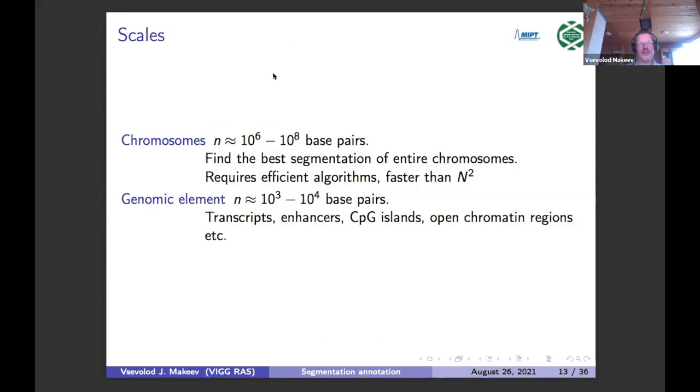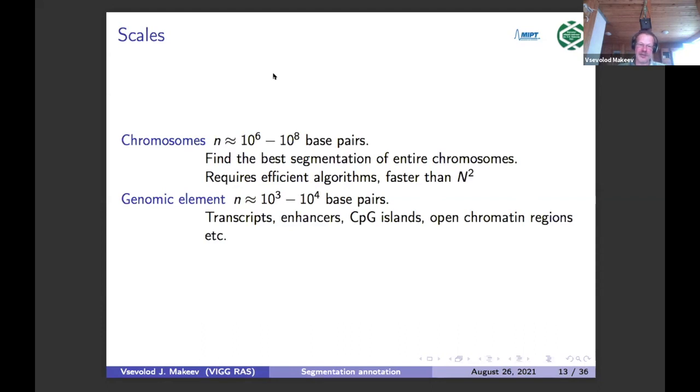Also about the real numbers in real problems. For instance, chromosomes contain from millions to billions of base pairs. The largest human chromosome is hundreds of millions, about 100-something megabases, so it's 10 to the power 8. And a quadratic algorithm is too slow for that, and also requires a lot of memory in this case.